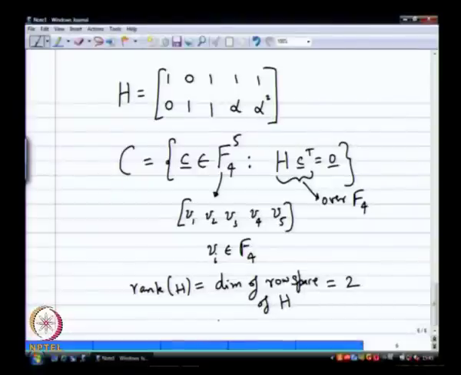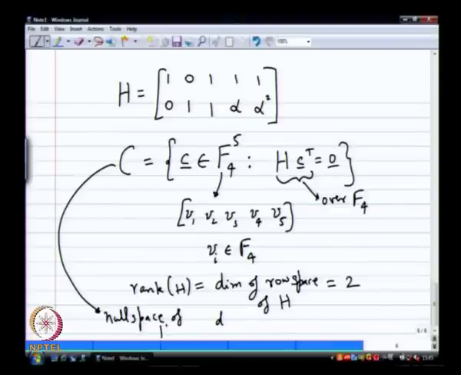So if you want to look at the null space of H, remember C is in the null space of H. This will have dimension what? It will be number of columns minus rank of H. So it will be 5 minus 2, which is 3. All these results carry over to arbitrary abstract vector spaces over abstract finite fields, there is no problem. It just works without any worries.